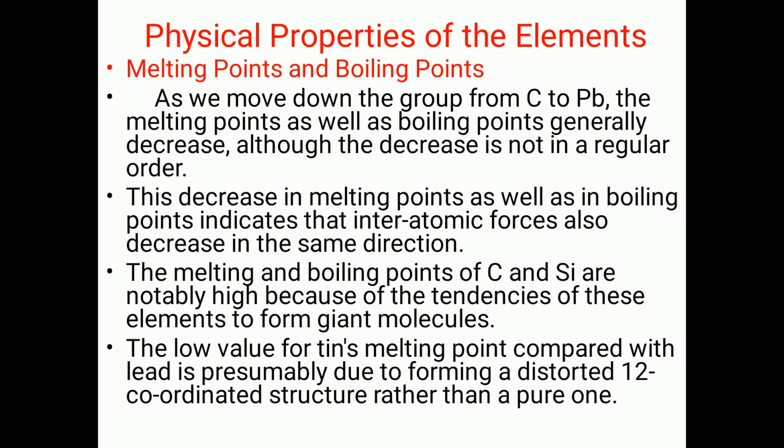This decrease in melting point as well as in boiling point indicates that interatomic forces also decrease in the same direction. The melting and boiling points of carbon and silicon are notably high because of the tendencies of these elements to form giant molecules. The low value for tin's melting point compared with lead is presumably due to forming a distorted 12-coordinated structure rather than a pure one.